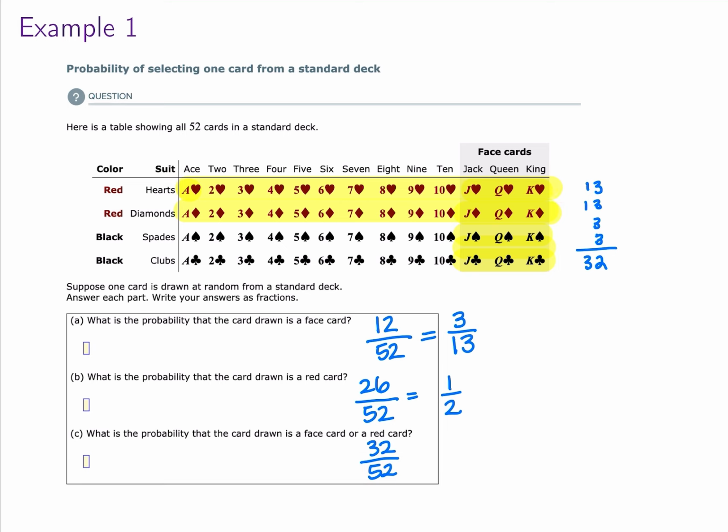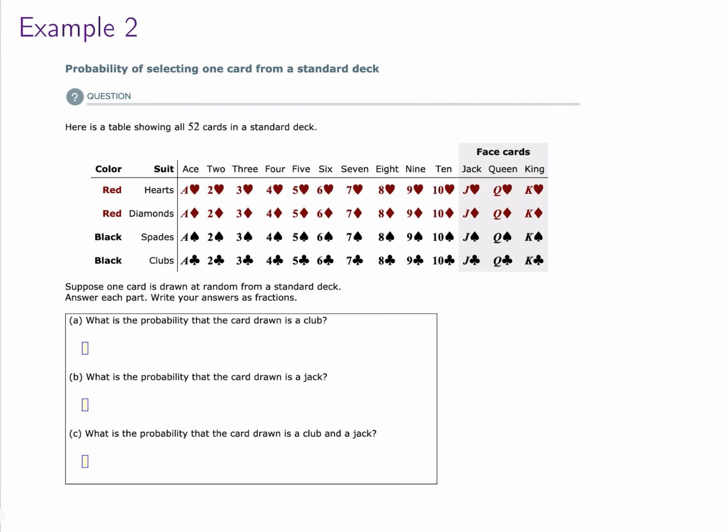All right, and if we wanted to simplify that, we could divide by 4. 32 divided by 4 is 8, and 52 divided by 4 is 13. All right, let's look at another example. We have the same setup, so let's jump on into the questions.